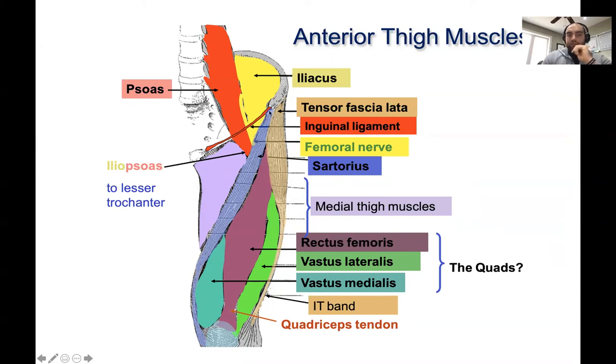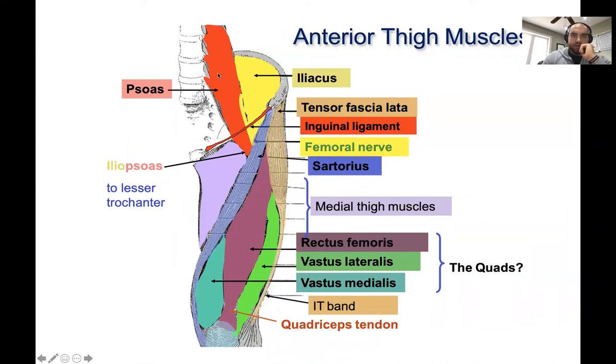So inguinal ligament from the ASIS all the way to the pubic tubercle over here. And it creates that false pelvic circle. But remember, we also had that true pelvic circle, which was a little bit deeper. But anyways, we have that inguinal ligament over here, just as a reference point, okay?